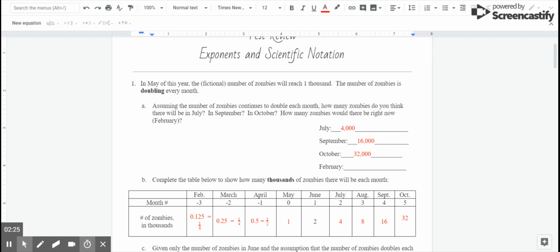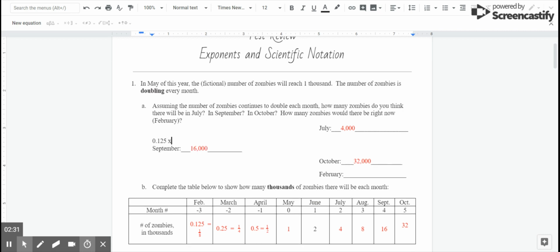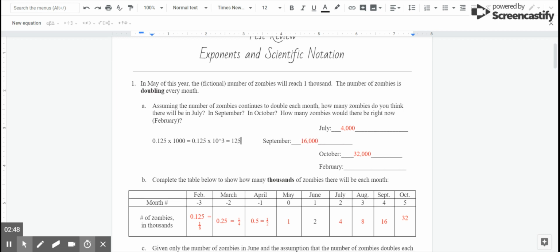0.125 times 1,000. So if you think about how we're getting this number, 0.125 times 1,000 would be the same as 0.125 times 10 to the third power. So knowing what we know about scientific notation, we know that this means I can just move the decimal 3 places to the right. In other words, there were 125 zombies in February.